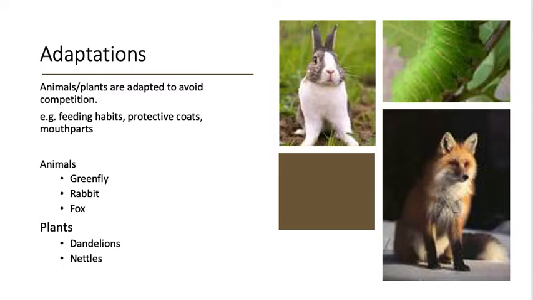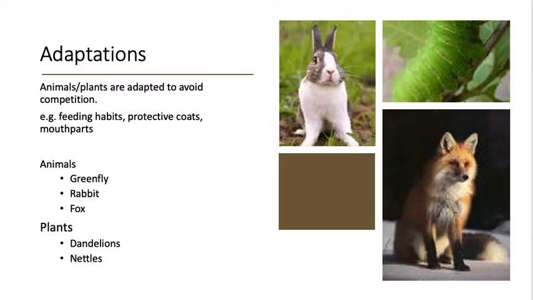If it survives for longer, it gets to do more reproduction, and it passes on the benefit or the adaptation to future generations. Other examples then from the animal kingdom would include your greenfly, which obviously has camouflage going for it, which makes it more difficult to spot on leaves, as does a caterpillar, as you can see over there on the right in the picture.